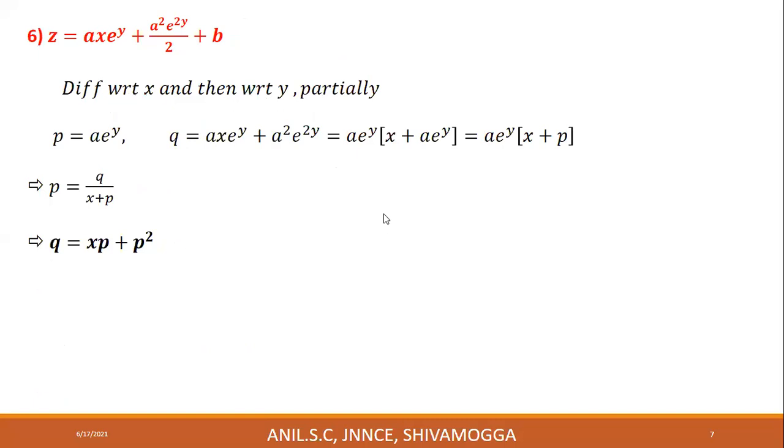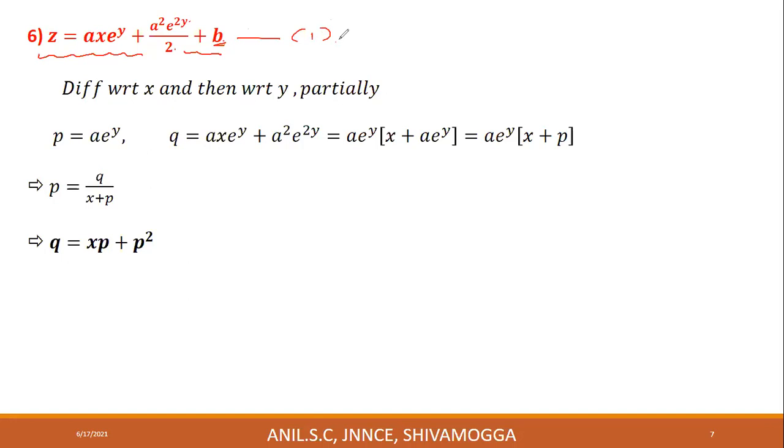Next one. Form the partial differential equation z is equal to x into e power y plus a square into e power 2y divided by 2 plus b. Let this be equation number 1, given equation. Let's construct the partial differential equation.